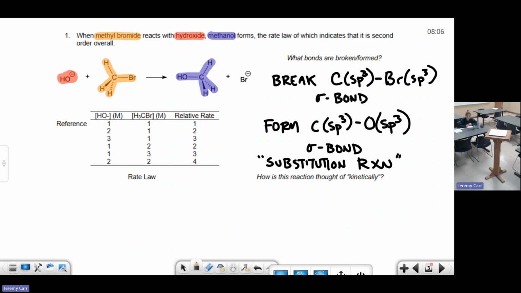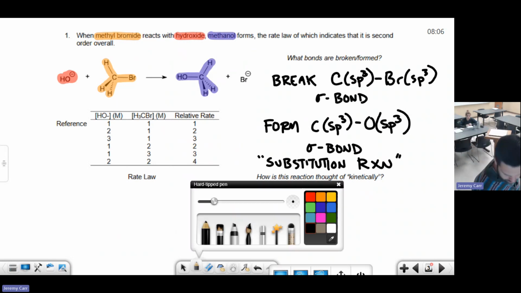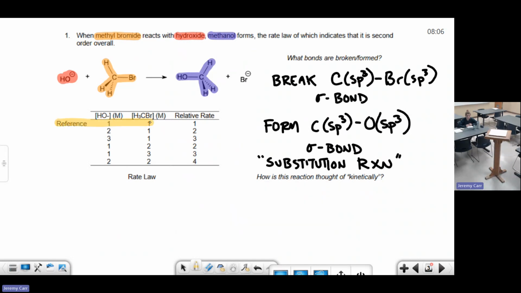So let's look at some kinetic data and see if we can understand what's going on here. If I were to run this experiment, go into the lab, and create a 1 molar solution of hydroxide and a 1 molar solution of methyl bromide, what is the relative rate? The relative rate doesn't have a unit on it. It's just a for instance here. We could assign it a value of 1, that's our baseline measurement, our reference point.